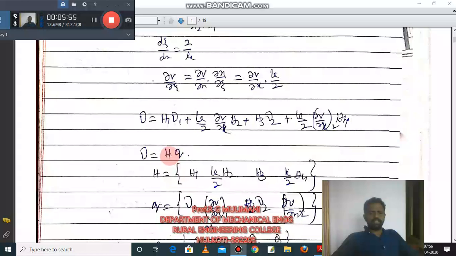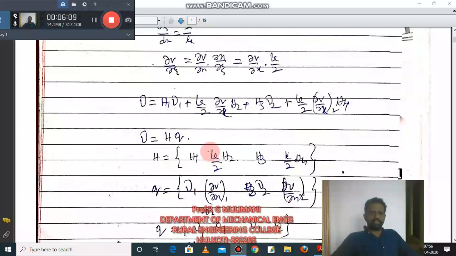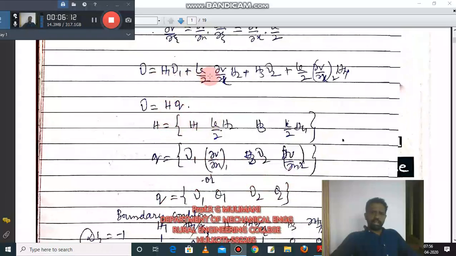What is the Hermite shape function? h1, h2, h3 and h4. And what are q? Q are the nodal displacements at node 1 and node 2, that is the vertical displacement and slope at node 1 and node 2. So by referring to this equation, q contains the nodal displacement v1, the slope dou v by dou x, then v2, and dou v by dou x.